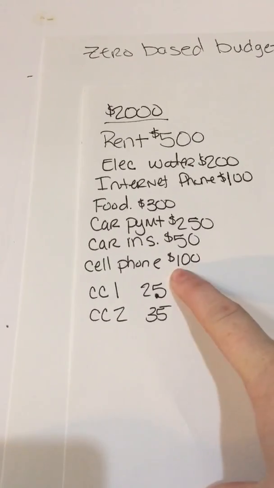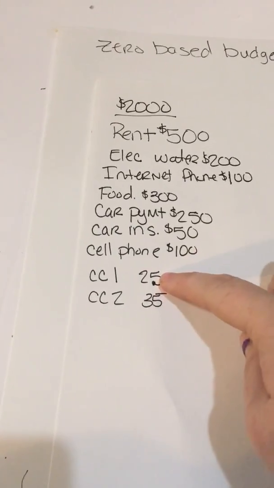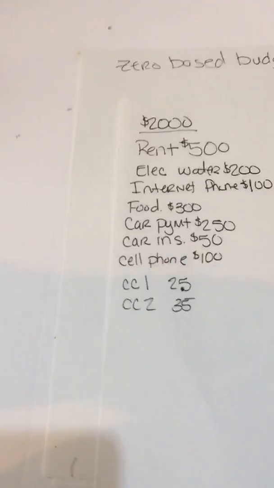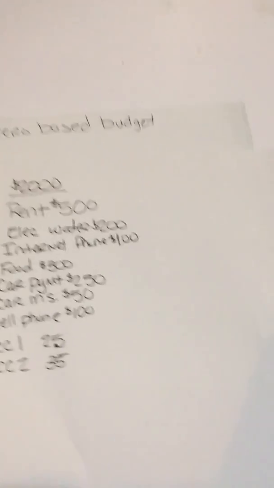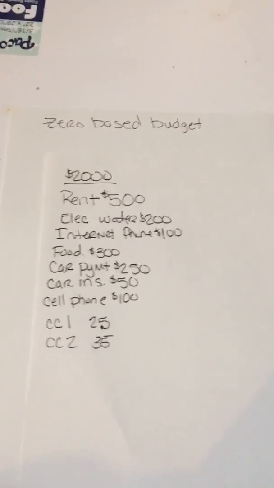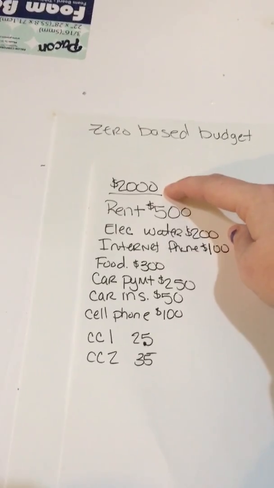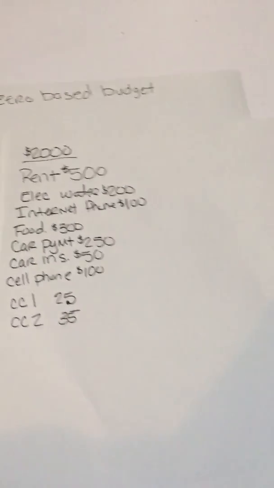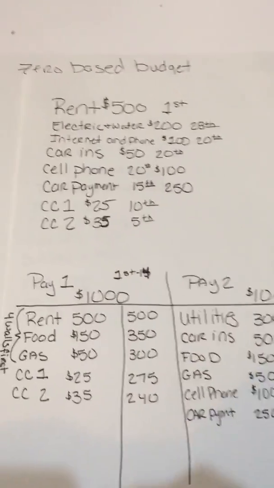Cell phone, that may be a little high, but for round numbers, we're going to say it's $100 a month. Credit card 1, credit card 2. So these are our bills, and this is what it looks like. So now that we've established what we have to pay, we're going to figure out how to pay it. So we're going to say we get paid twice a month here. So $2,000, that breaks down into a nice even $1,000 here, $1,000 here. And now we've got our stuff with our due dates.